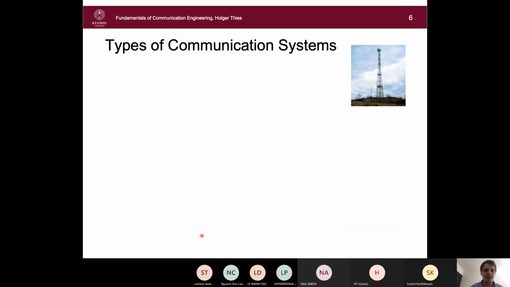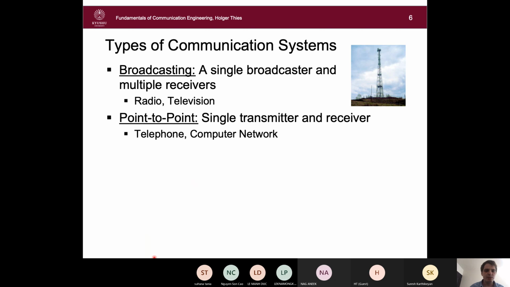We can classify communication systems a little bit more. One possible classification is to separate them into broadcasting and point-to-point systems. A broadcasting system is a system which has a single broadcaster, like a big antenna, and multiple receivers. Basic examples are radio and television. Those are basic examples for broadcasting systems.